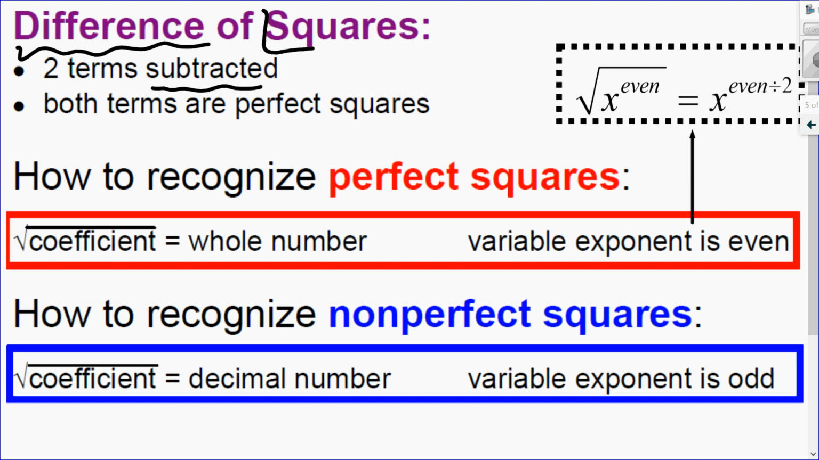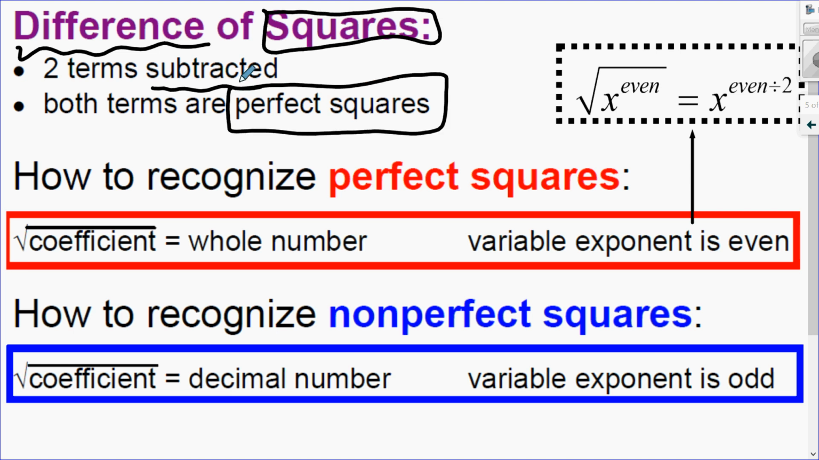And then the other thing is what squares are. And by squares, I mean perfect squares. Well, how do you recognize if a number is a perfect square or not? So let's talk about numbers first. If I take the square root of the number and I get a whole number, or I'm going to add to that, I get a terminating decimal, then I know that I have a perfect square. I'll show you an example of those.